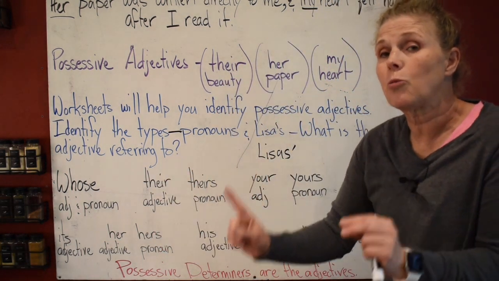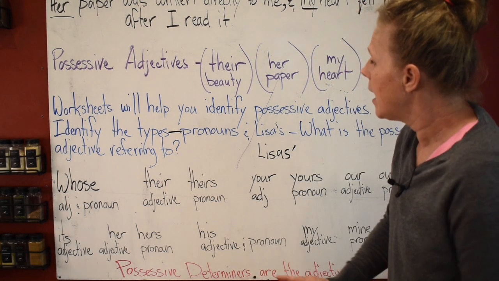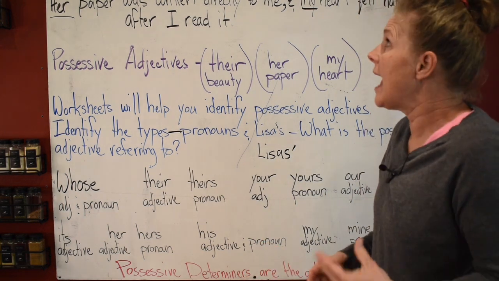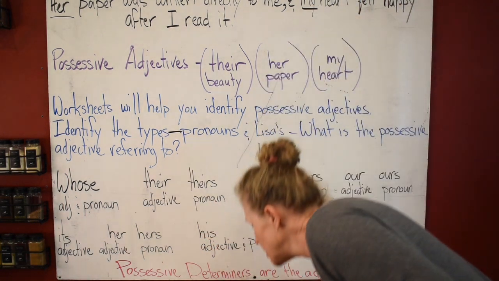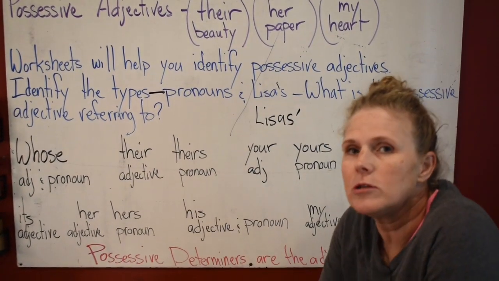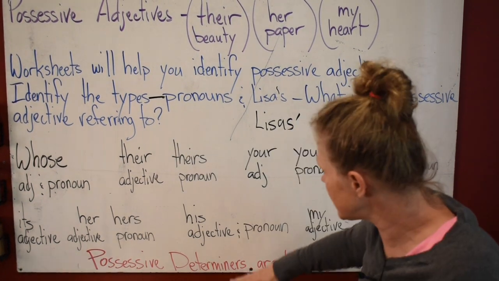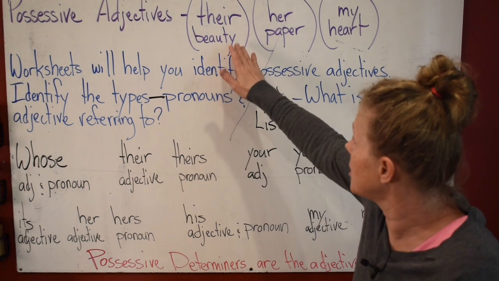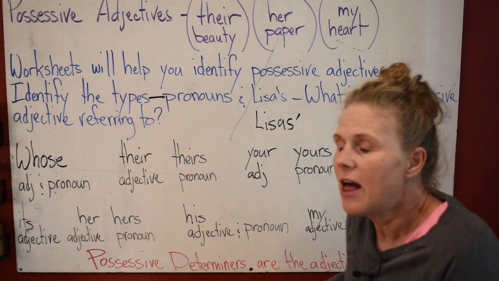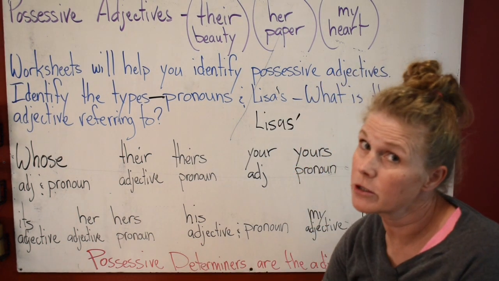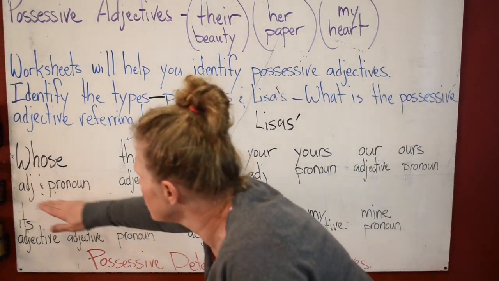Now the difference and where people get confused about these, some are possessive adjectives, some are possessive pronouns, and if you call them possessive adjectives, they're also called possessive determiners. It's determining whose thing it is. It's their beauty. It's determining what it is. That's why it's called a possessive determiner. And possessive determiners are the adjectives. So let's look at this.